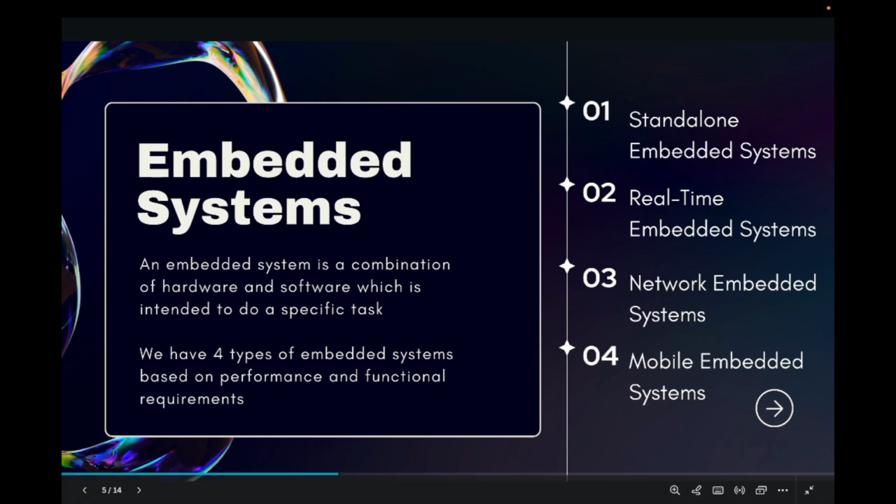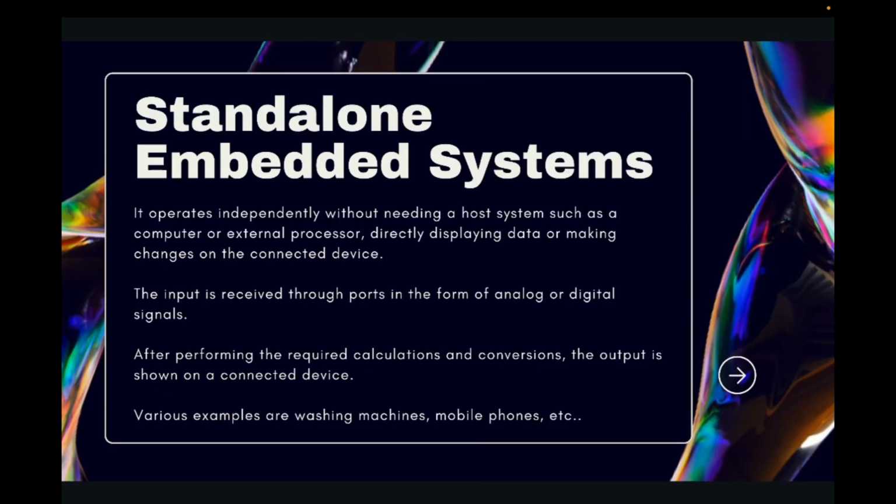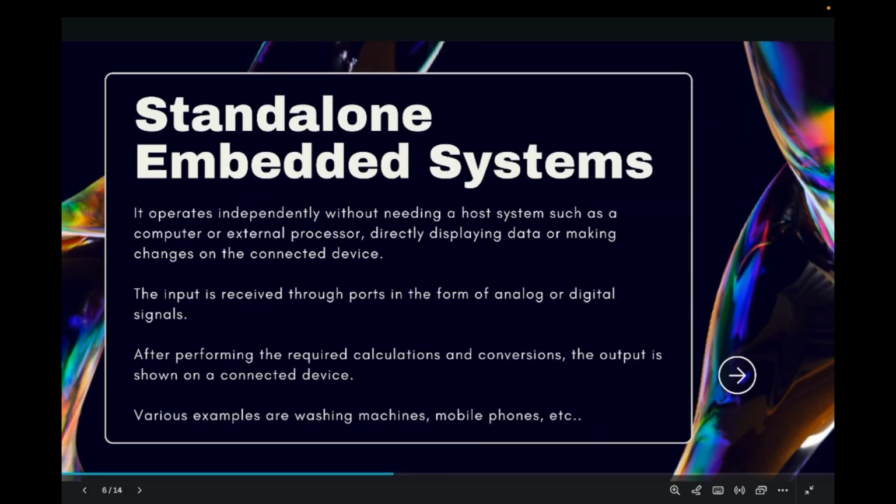So there are four types of embedded systems. The first one is standalone embedded systems, then comes the real-time embedded systems, then comes the network embedded systems, then comes mobile embedded systems. So the very first one, the standalone embedded systems.